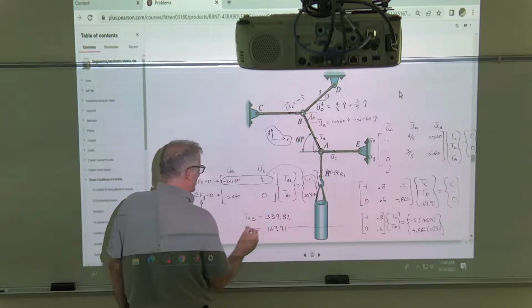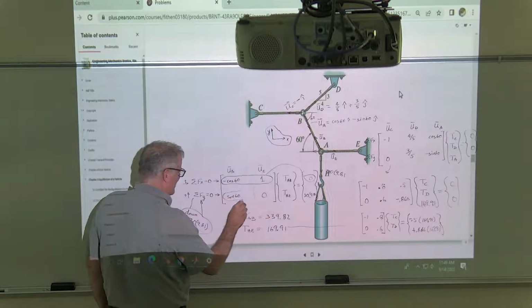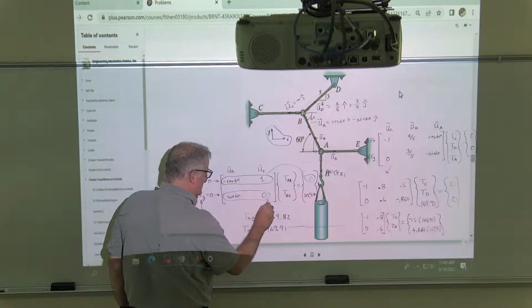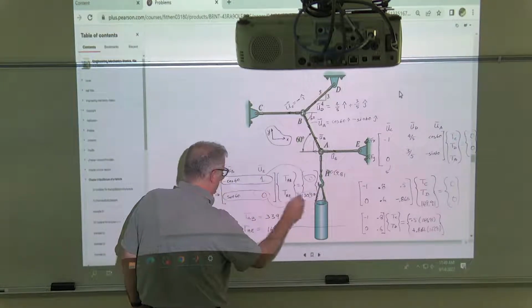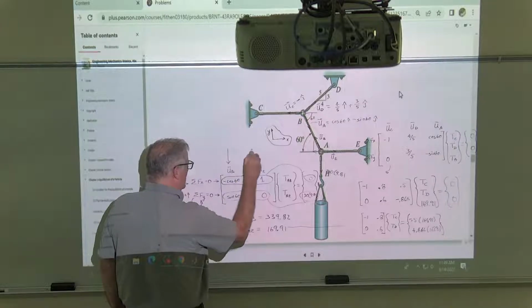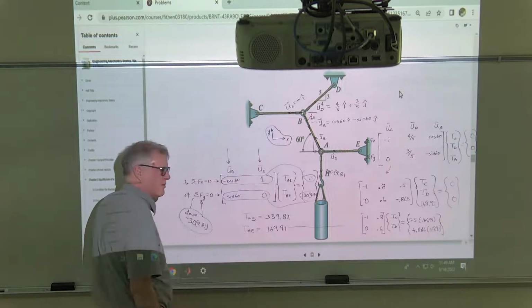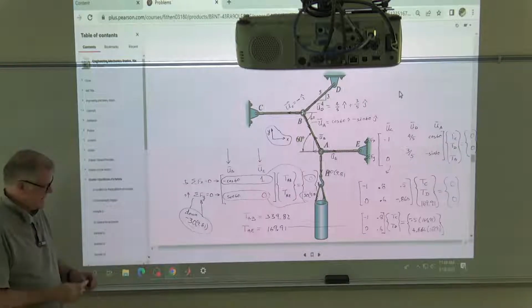That's sum of the forces in the X. This is sum of the forces in the Y. As you get used to this, you start seeing the structure of the matrix, then you start seeing the base vector, or the unit vector, goes in the direction of that force. That always ends up in that column.